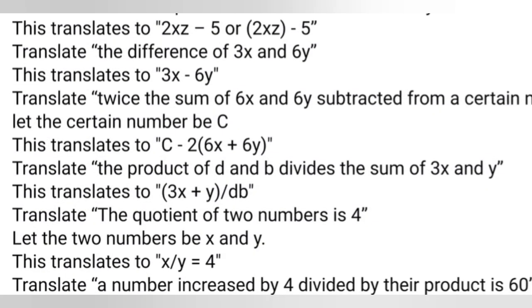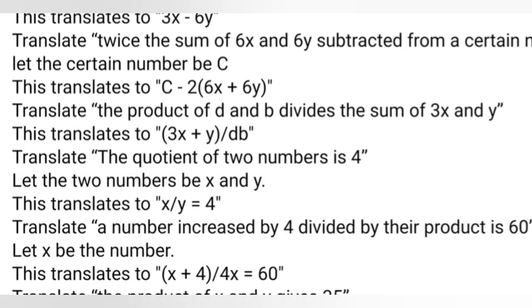Okay? The product of D and B divides the sum of 3x and y. So we say divides the sum of 3x and y. So that means 3x plus y over DB, or D times B, because the product of DB. Did you get it? Okay.